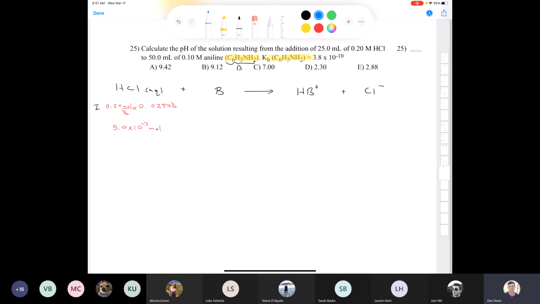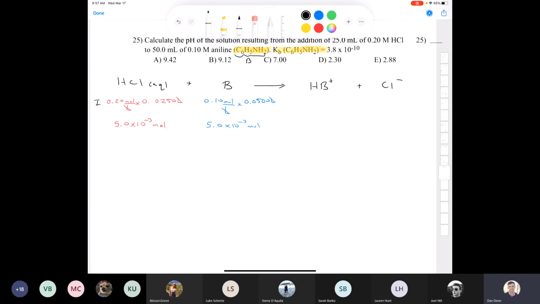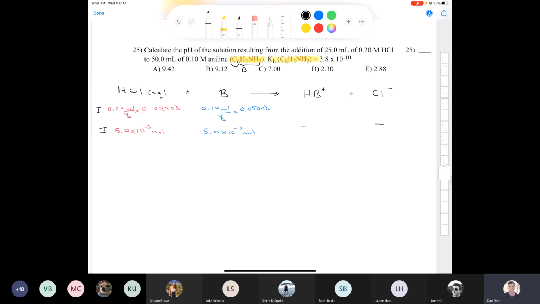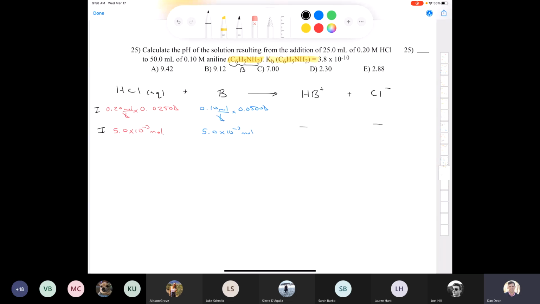Let's do the same thing for our aniline. For aniline, we have 0.10 moles per liter, and we have 50 mL, so 0.0500 liters. That cancels out, and looky, we end up with the same number of moles, 5.0 times 10 to the negative 3 moles. And this is initially. We have none of this. Chloride isn't going to affect the pH, is it? Because chloride is the conjugate base of a strong acid, hydrochloric acid. So we don't have to stress about that a whole lot.